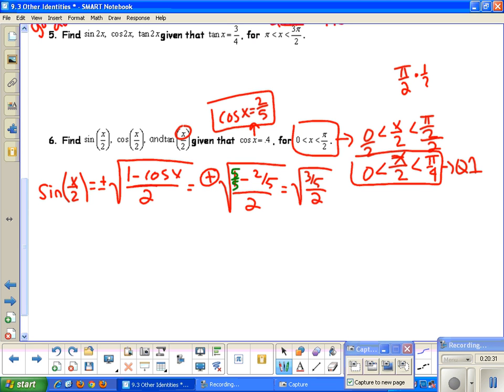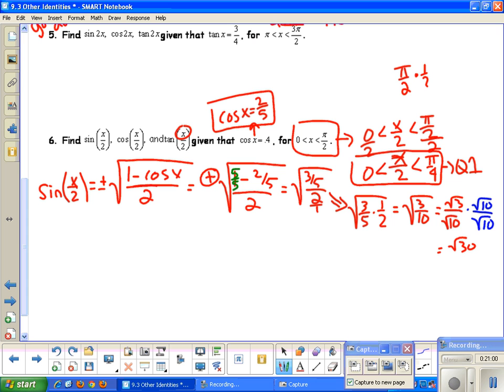And remember, when I have a fraction divided by a fraction, I multiply by the reciprocal. So I'm going to go down here. So I have the square root of 3/5 times 1/2, which is really equal to the square root of 3 over 10. We don't like to have fractions underneath a radical, so I have to simplify this into root 3 over the square root of 10. We don't like radicals in my denominator, so I need to rationalize that by multiplying by root 10 over root 10. And in my numerator, I get root 30 all over 10. So that would be my sine half angle.